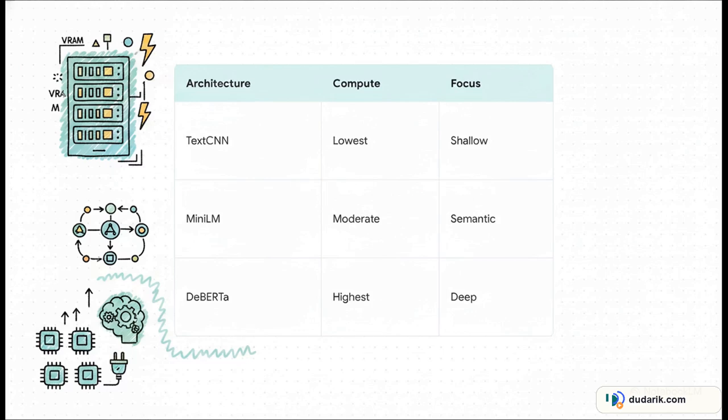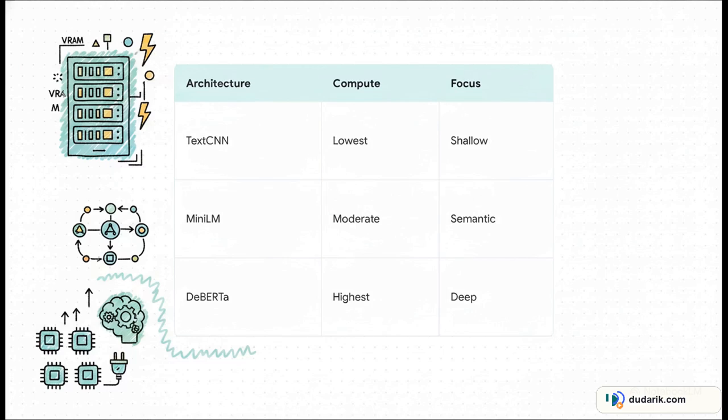PoQ-Judge evaluates 3 distinct architectures. First up, the text CNN. It has the absolute lowest compute footprint, which is perfect for low-tier nodes, but it only really captures shallow syntactic and lexical patterns. In the middle, you've got the MiniLM cross-encoder. It analyzes the prompt and response together, offering a moderate footprint but with strong semantic alignment. It's a really great sweet spot for mid-tier nodes.